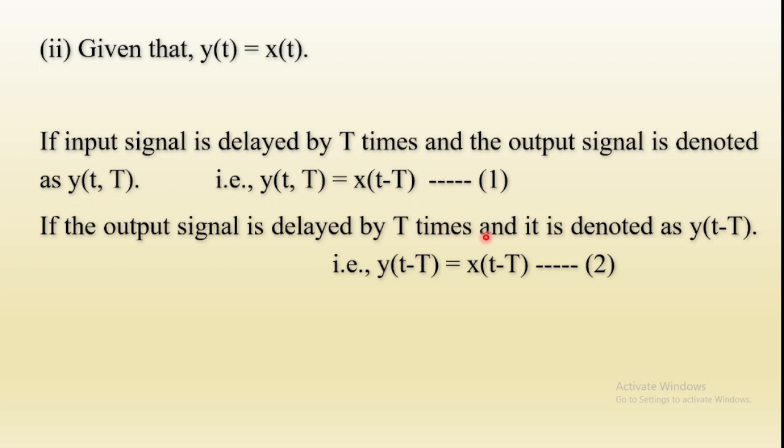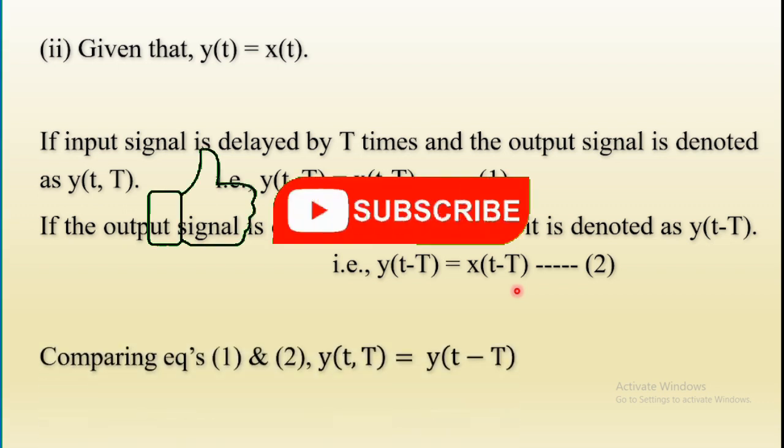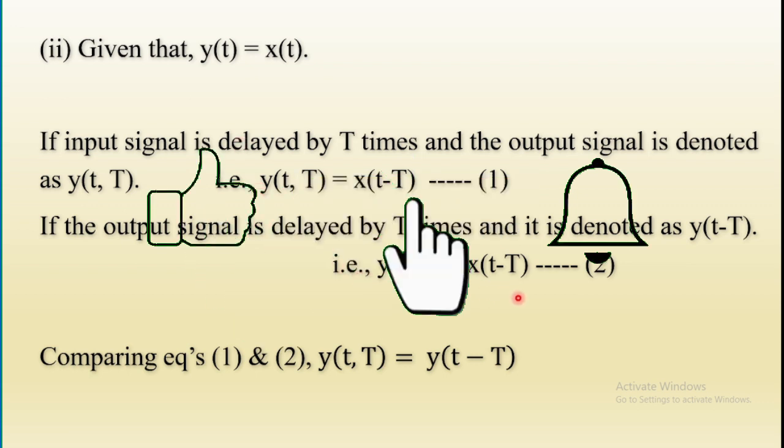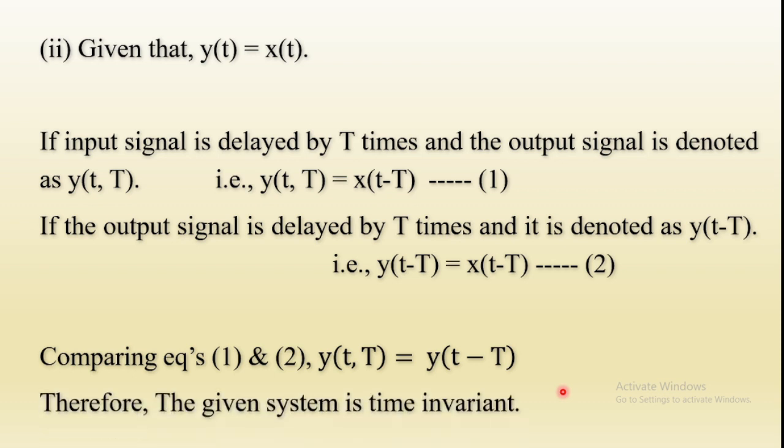Here y of t minus capital T can be determined by replacing small t with t minus capital T in the given system. So y of t minus capital T is equal to x of t minus capital T. This is equation 2. Now comparing equations 1 and 2, equation 1 is equal to equation 2. That is, y of t comma capital T is equal to y of t minus capital T. The time invariant system condition is satisfied. Hence the given system is a time invariant system.